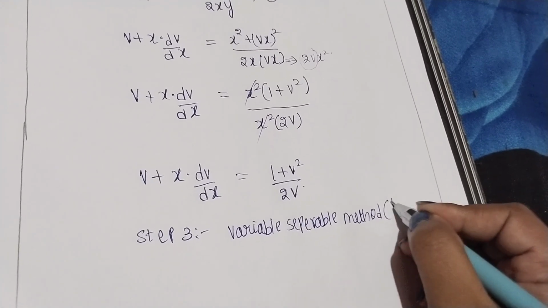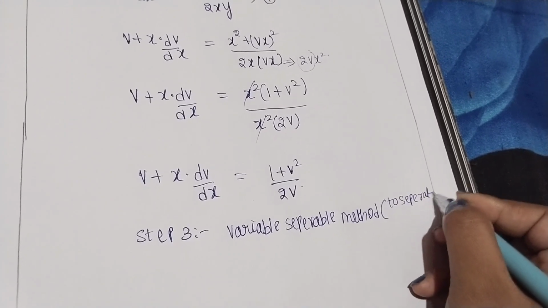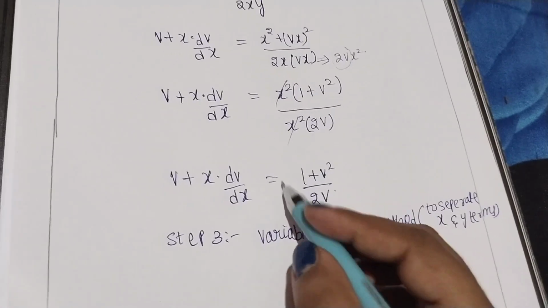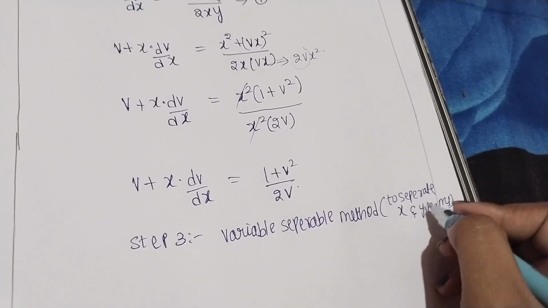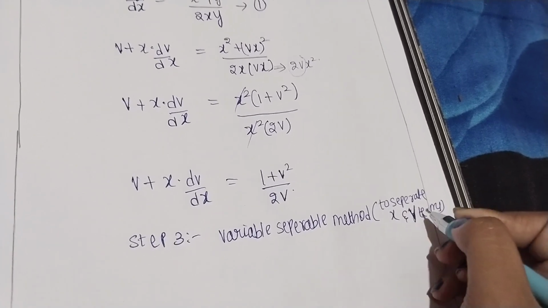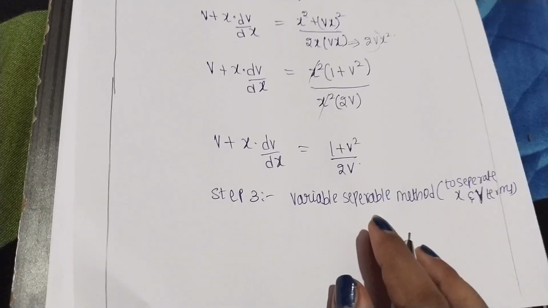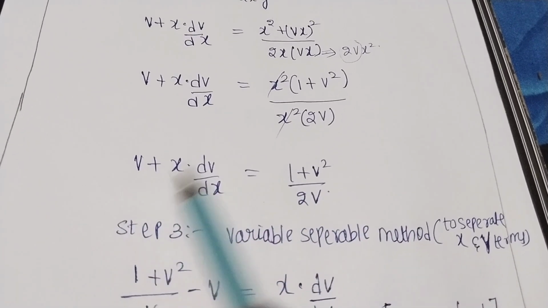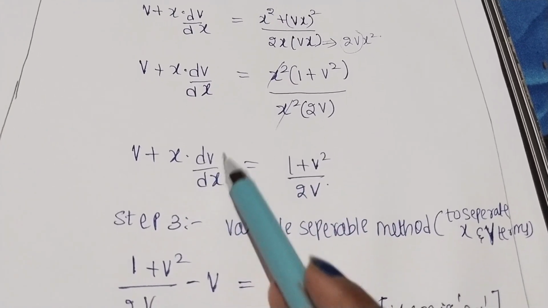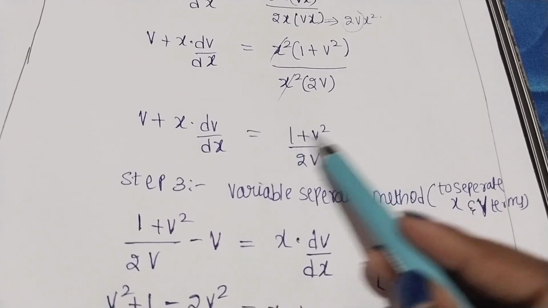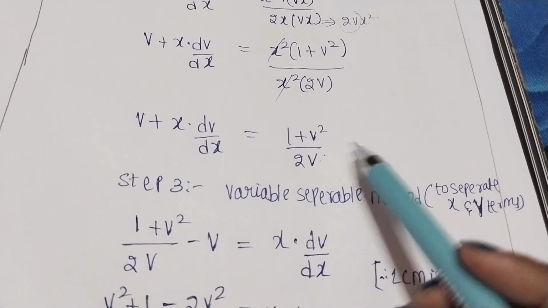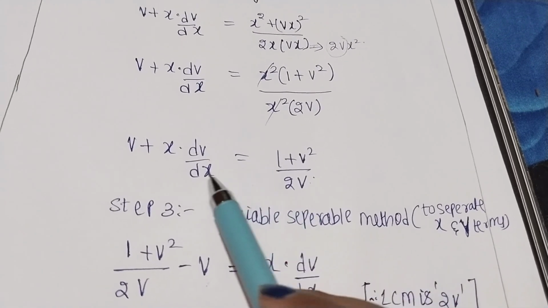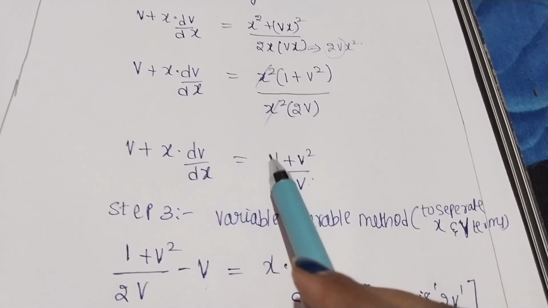That is to separate x and y terms, or we do have here v and x terms, right? So x and v terms. So let's start sending the v term here, and let's keep this term the same here. That becomes (1 plus v square) divided by 2v minus v equals x into dv by dx. So I have started separating the v and x terms here.